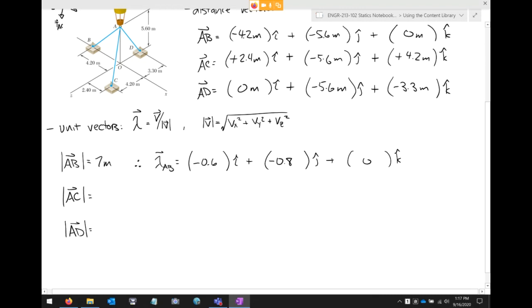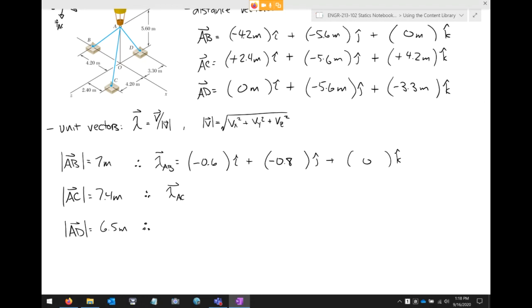Okay, so AC. Somebody tell me what the magnitude of AC is. Okay, 7.4 meters. And then somebody went ahead and told me AD. I think you got 6.5? I'll go ahead and write that down. 6.5 meters. So I'll go ahead and do AC because it's got some decimals to it. It doesn't come out as pretty as lambda AC.